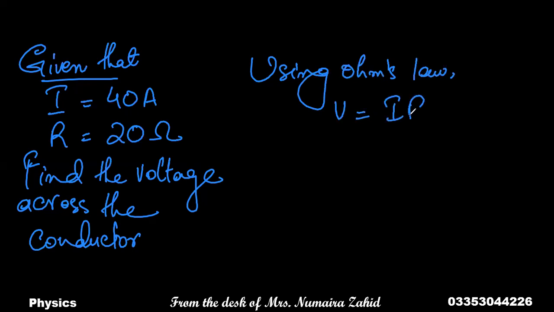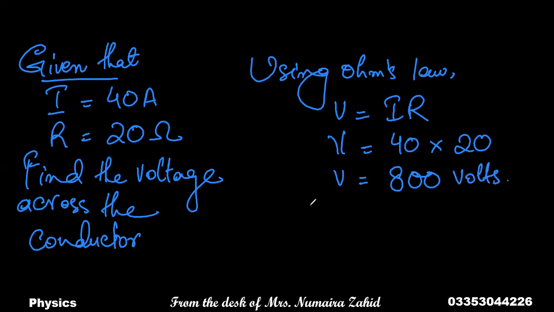To find the voltage across the conductor, we use Ohm's law, V is equal to IR. We put 40 amperes as the current and 20 ohms as the resistance. These two values are already given. When we multiply, 4 twos are 8, and with the hundred, 800 volts. So the voltage across the conductor is 800 volts, with a resistance of 20 ohms and a current of 40 amperes. Similarly, we can find current and resistance with the same law.